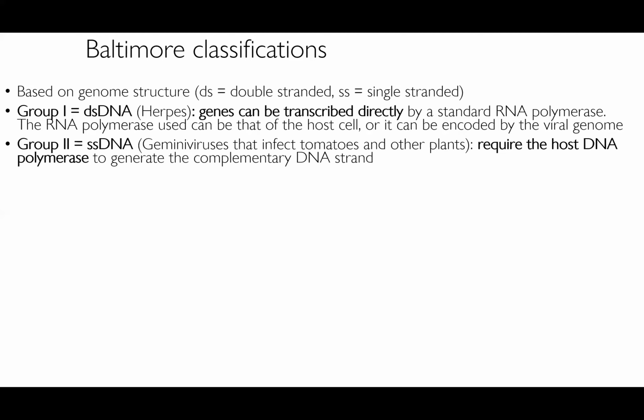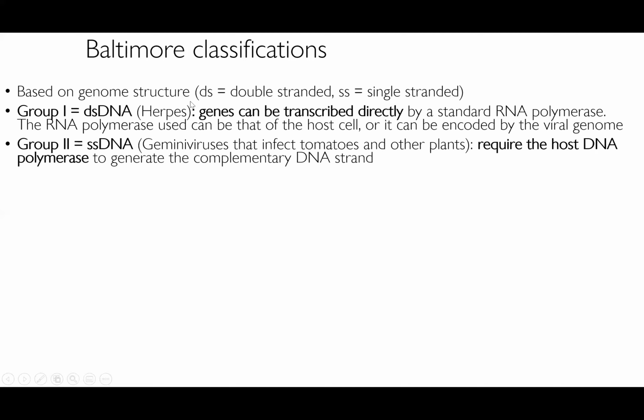Group 2 viruses are single-stranded DNA. These are typically a group of viruses that infect plants. So the Gemini viruses, they infect tomato plants and other agricultural exports. We don't particularly see group 2 viruses infecting humans or anything related to humans. They focus on plants.